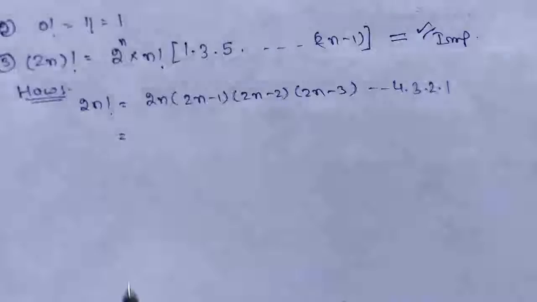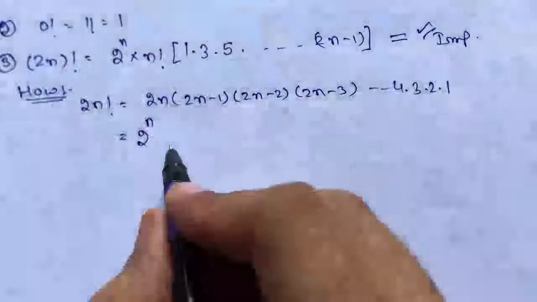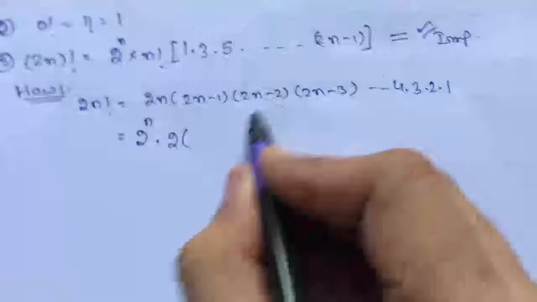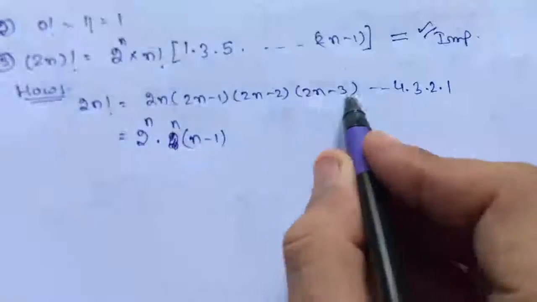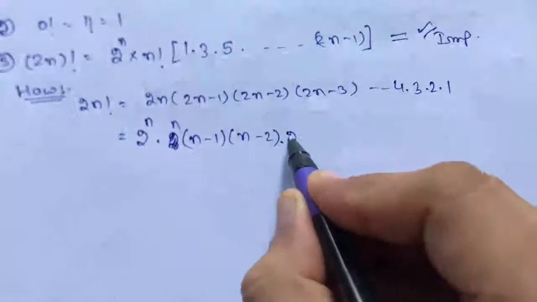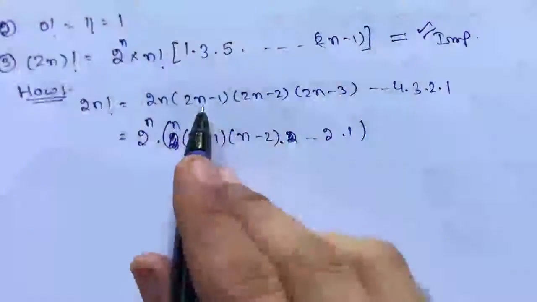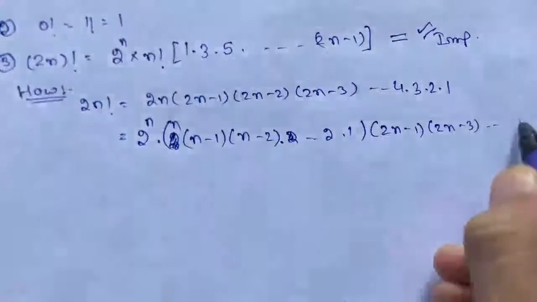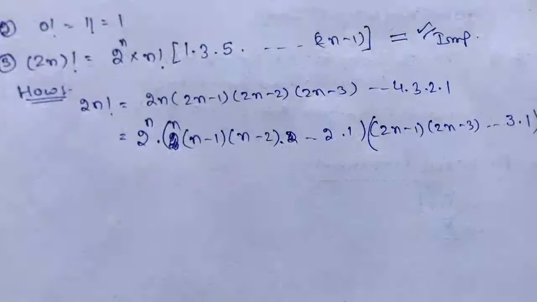And similarly, how many 2's will there be? That will be n times. So here it will be 2 raised to the power n. And what will be left with us? From the even terms, what remains is n from 2n, n minus 1 from 2n minus 2, n minus 2 from 2n minus 4, and similarly 2 from 4 and 1 from 2. So this product will be there, and pending will be 2n minus 1, 2n minus 3 till 3 into 1. So this product will be separately over here.